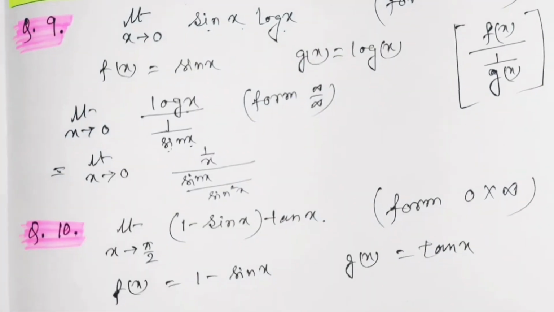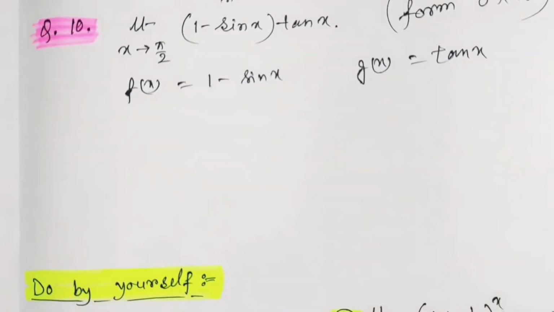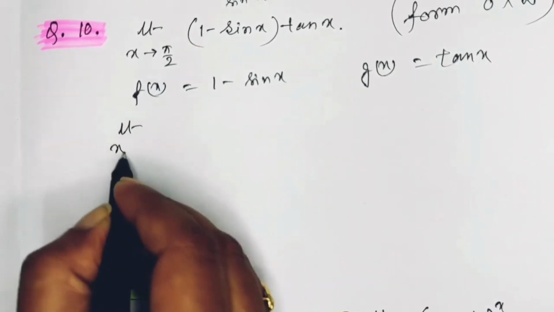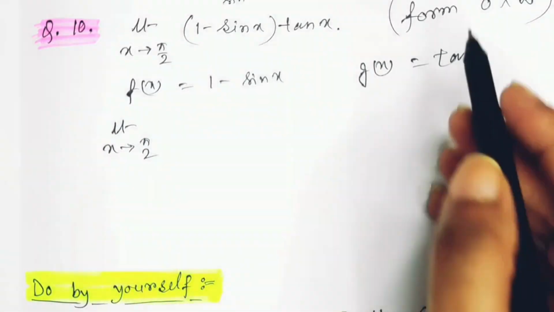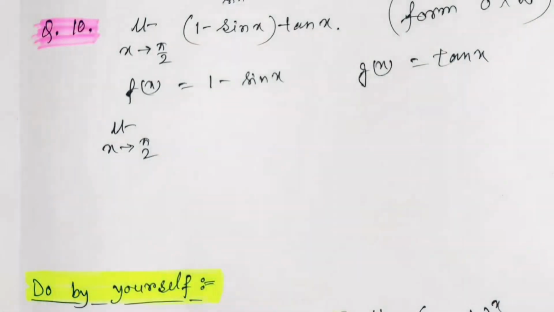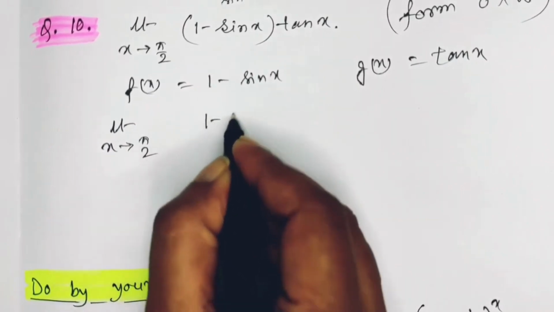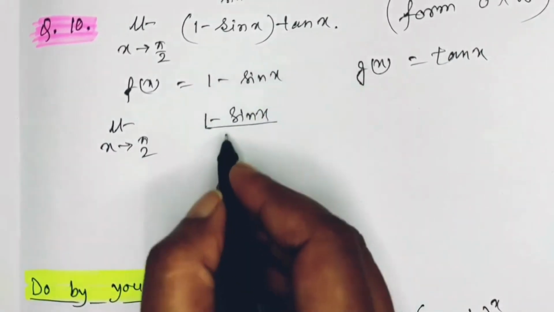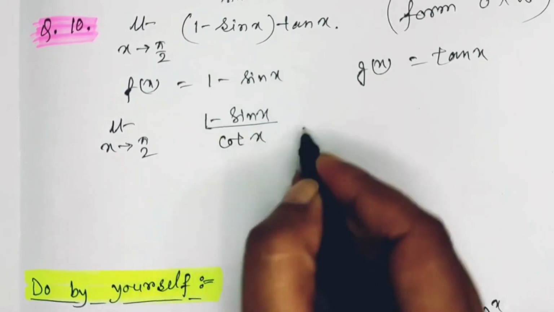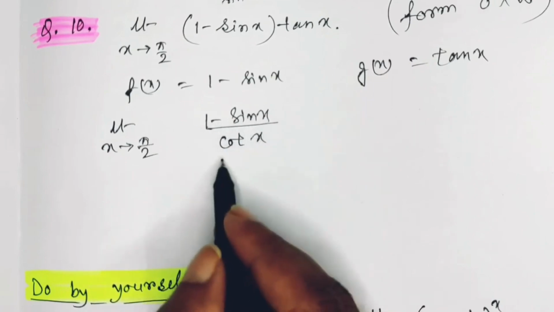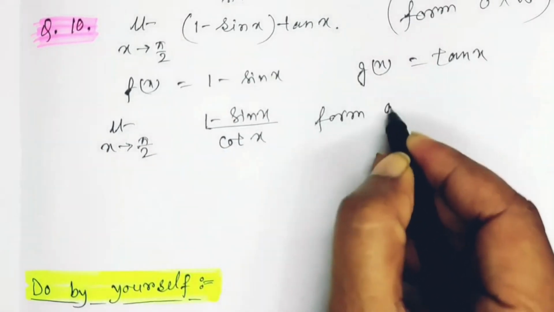Now let us go for another question. So the another question is this one. Here the given function is limit x tends to pi by 2, and it is in the 0 cross infinity, that means 0 into infinity indeterminate form, and we should rewrite it in the form of 1 minus sin x divided by tan x, which we can write as cot x. Now if we substitute the pi by 2 value, we shall find it is the form 0 by 0.